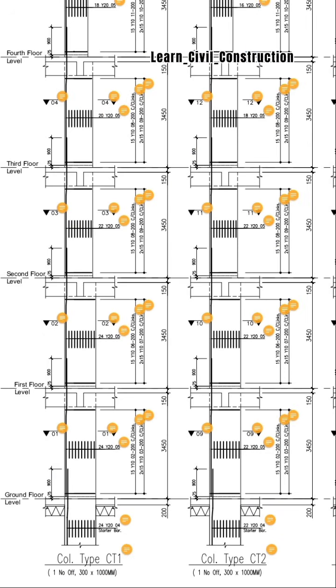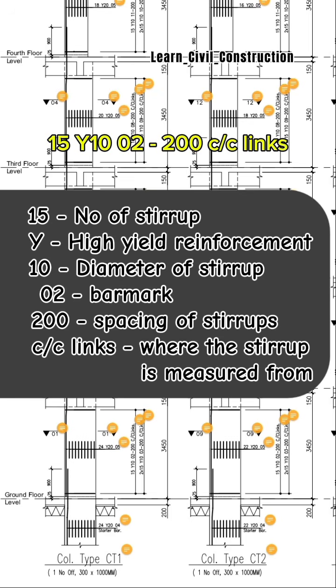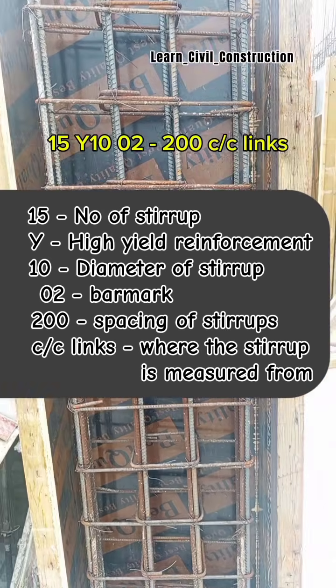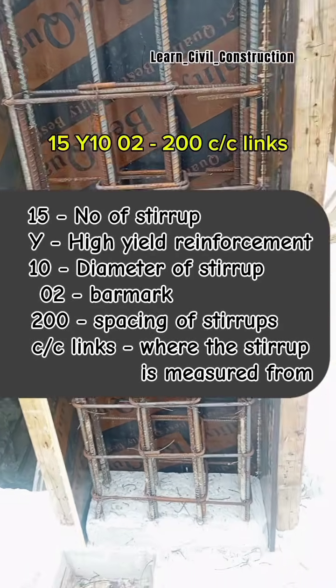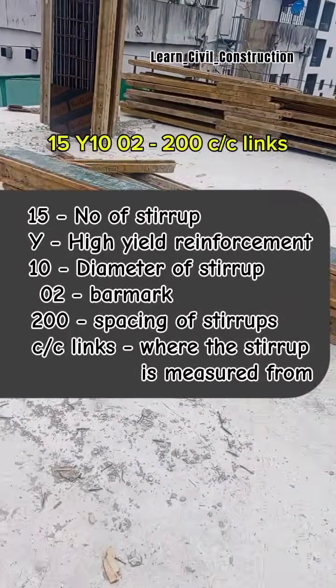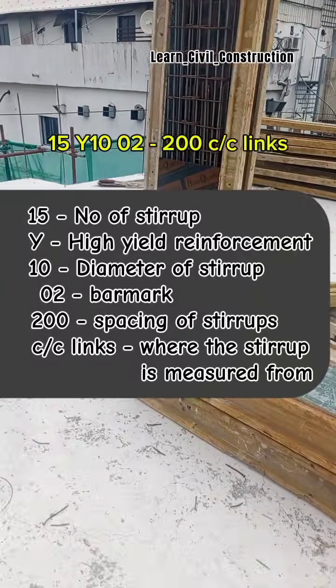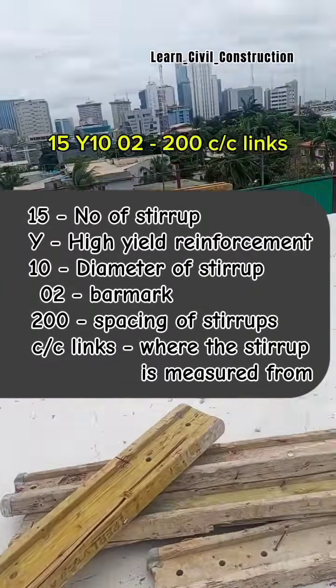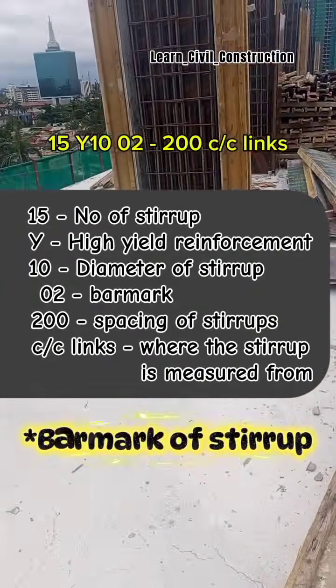Still on that same part, the vertical dimension there, you can see 15Y10-02-200 C/C links. So this is giving you the number of links in the column. So the 15 stands for the number of stirrup in that column. The Y, just like I said, stands for high yield reinforcement. The 10 is the diameter of the reinforcement you are going to use for your stirrup. The 02 is the bar mark of the column in order to be able to differentiate it from others.